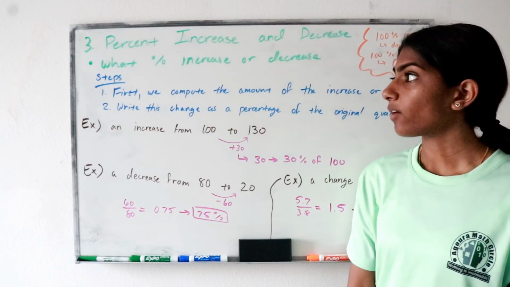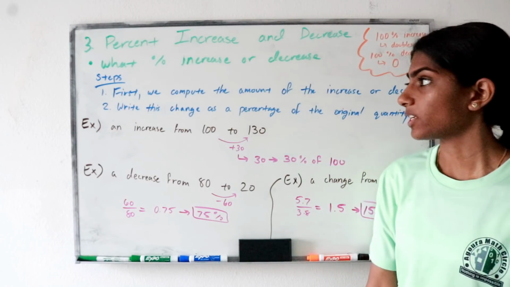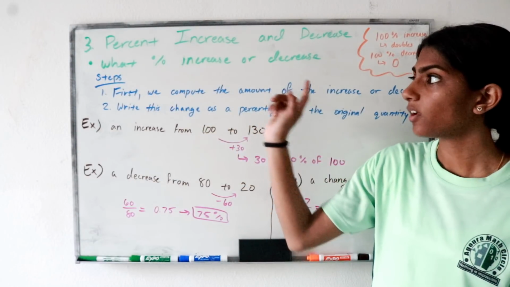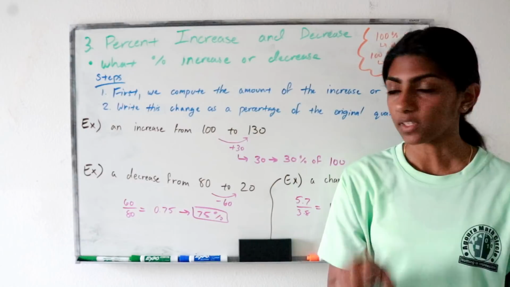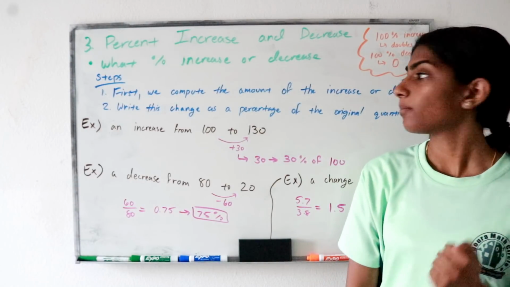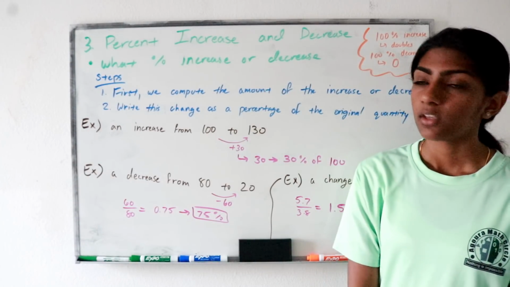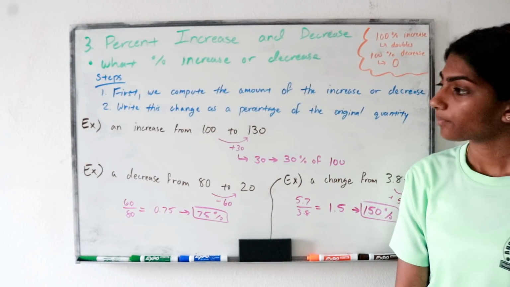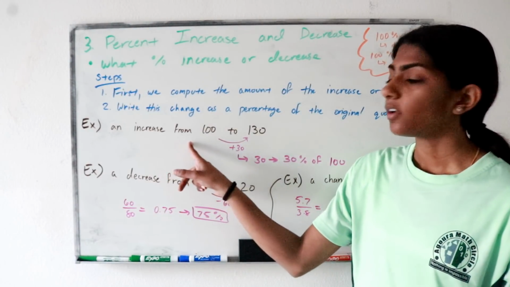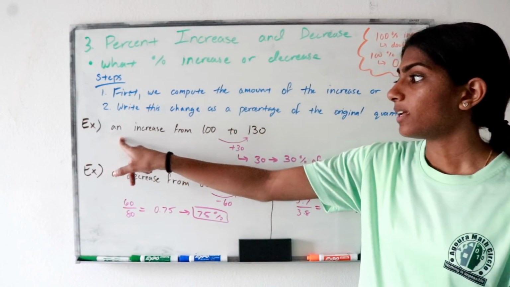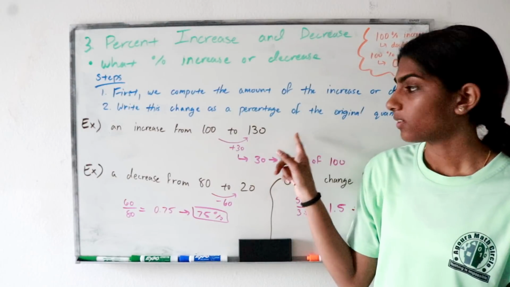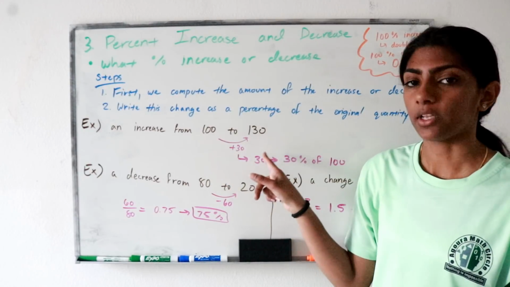So next, let's look at finding what percent increase or decrease. This is asking what percent. So we're trying to find the percent, not the value that's after, but the percent. There are 2 steps for this. First, we want to compute the amount of increase or decrease. And then we want to write this change as a percent of the original quantity. So let's look at this example right here. We have an increase from 100 to 130. So we're increasing by 30. As you see here, from 100 to 130 is just plus 30.